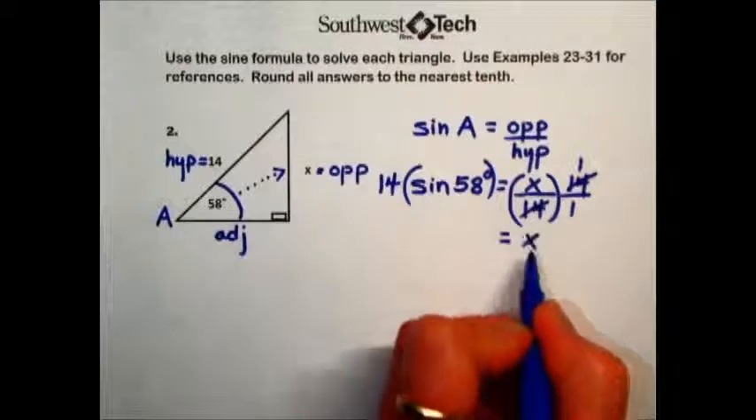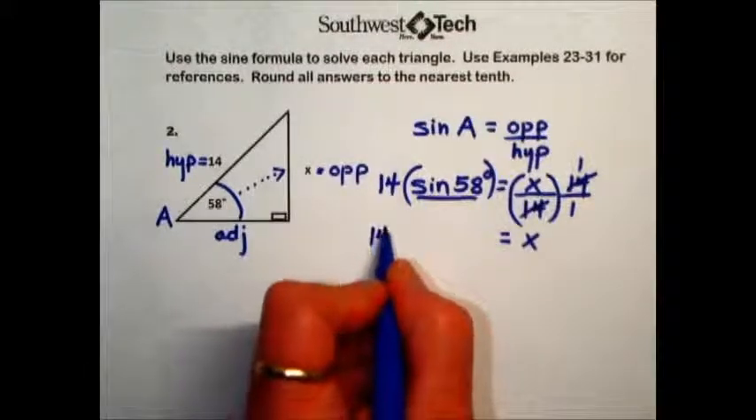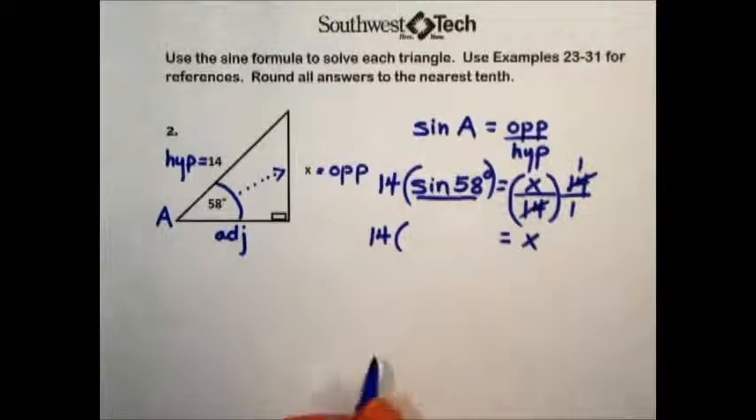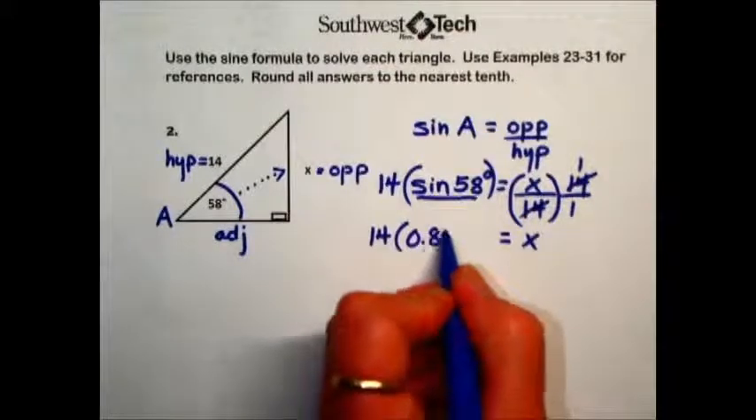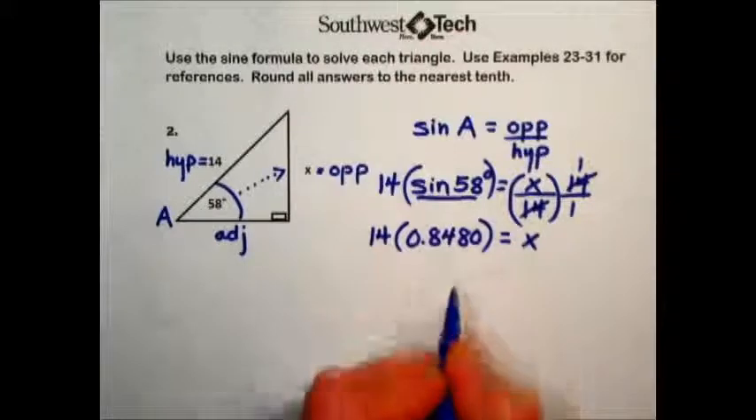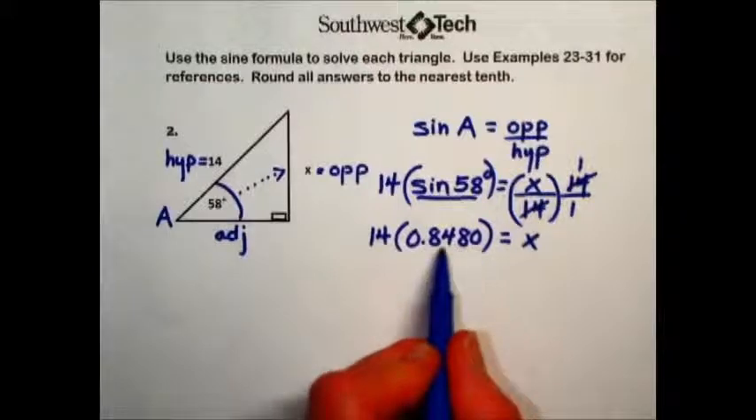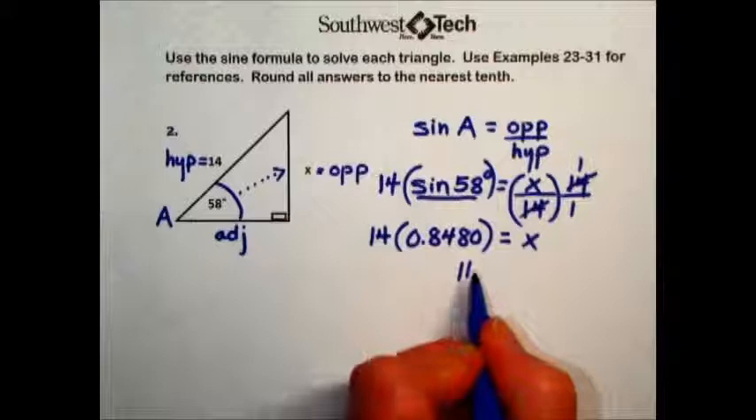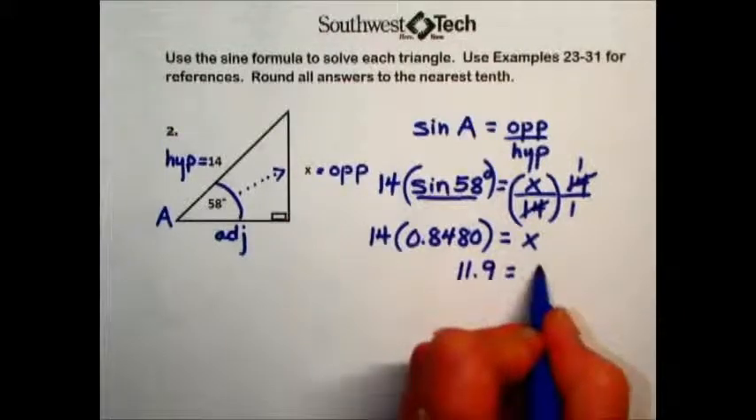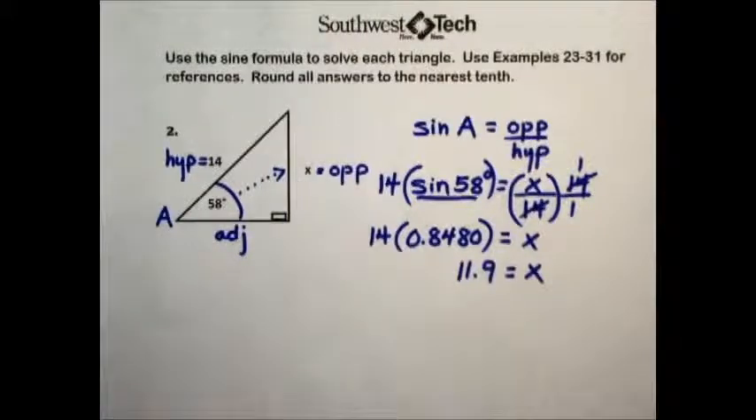On the left-hand side, we will evaluate the sine of 58 degrees, which we find is 0.8480. And our last step then is to do the implied multiplication. We'll take that value and times it by 14, rounding our answer to the nearest tenth. You should find that the opposite side in this right triangle has a value of 11.9.